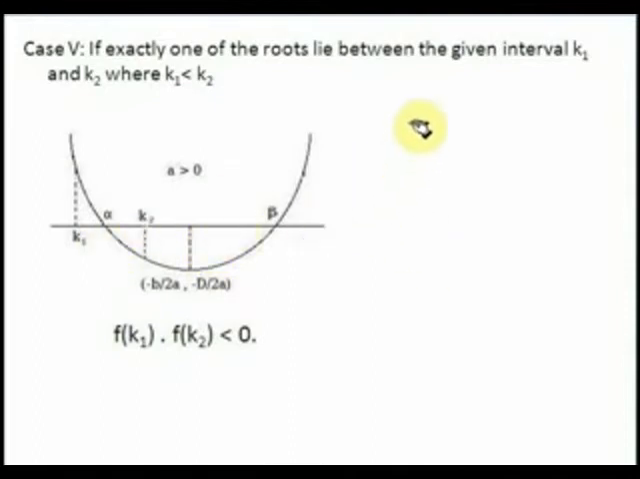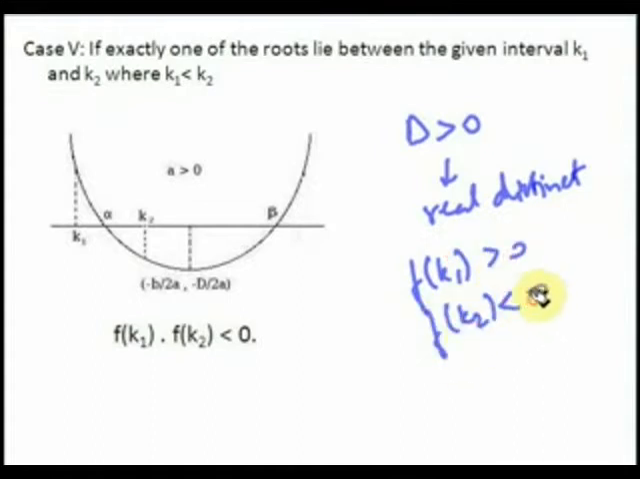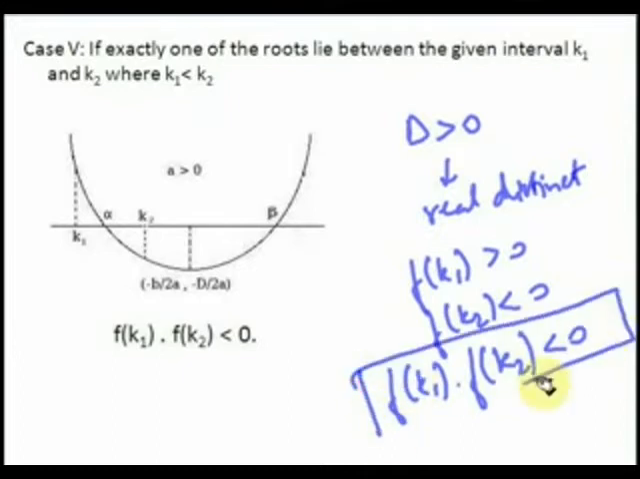If exactly one of the roots lies between the given interval k1 and k2, where k1 is less than k2, if only one root lies between k1 and k2, then the condition d should be greater than 0 for the roots to be real and distinct. But the most important condition is f of k1 is positive and f of k2 is negative.